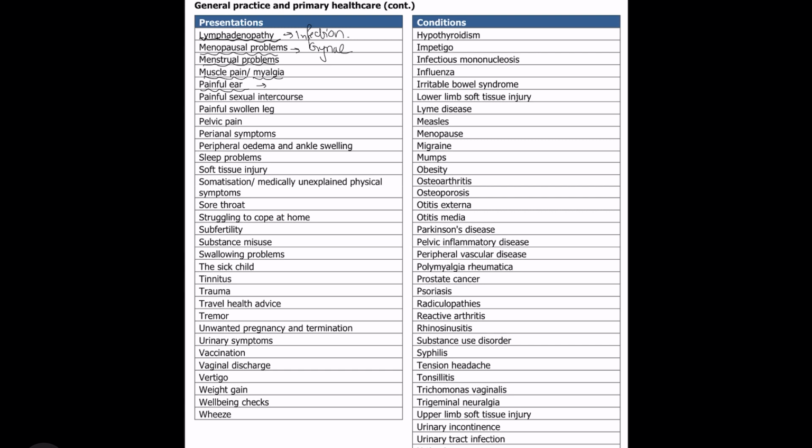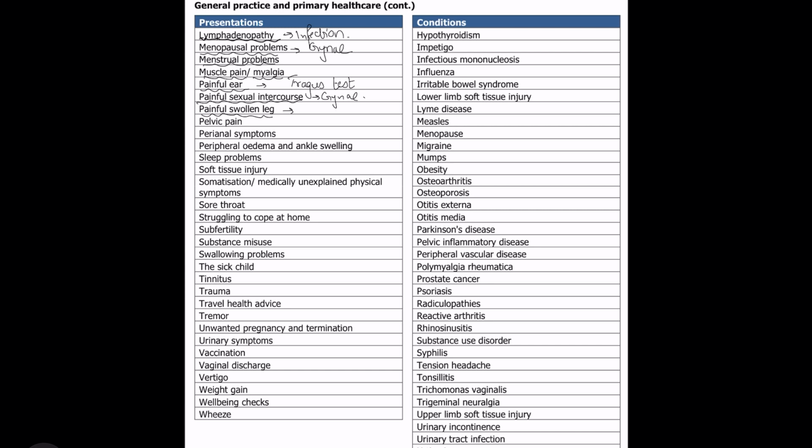any number of infections of the ear. It can be due to otitis media, it can be due to otitis externa, which depends upon the tragus test. If the tragus test is positive, it can be due to otitis externa. Painful sexual intercourse. Now, this is also associated with the gynecological section.